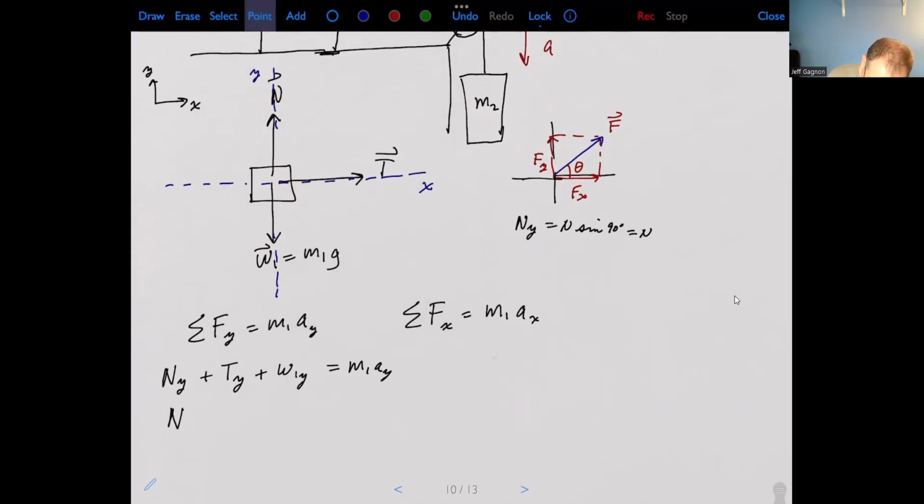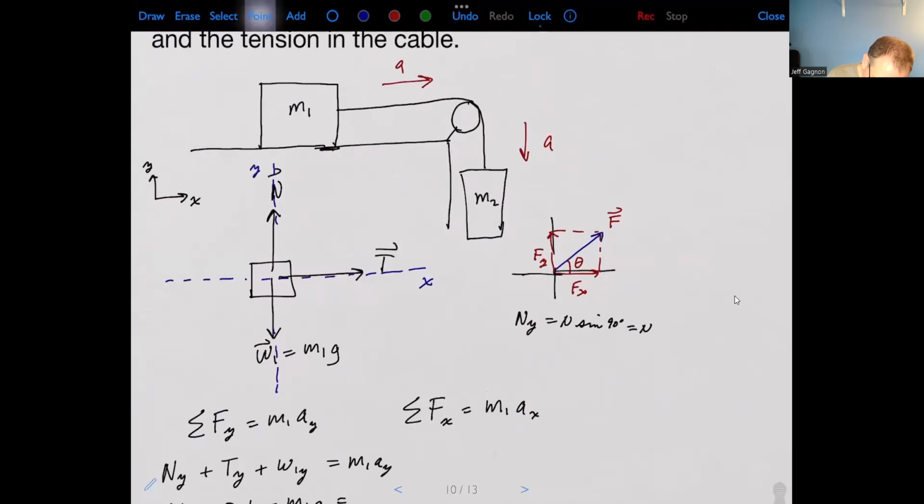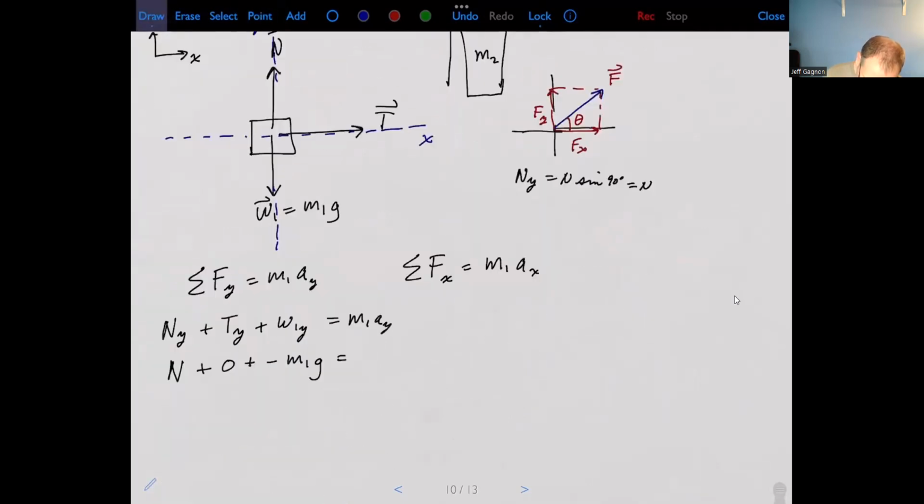All right, what about ty? Well, how much of this tension vector is in the y direction? None of it, right? It's all along the positive x, but none in the y. So this is going to be 0. And then what about w1y, the weight here? How much of that weight vector is in the y direction? All of it, and it's negative. So this will be minus m1g. And then what is the acceleration in the y direction? Well, this object is not moving in the y direction, right? It's going to be moving in the x direction, but not in the y direction. So the acceleration in the y direction is 0.